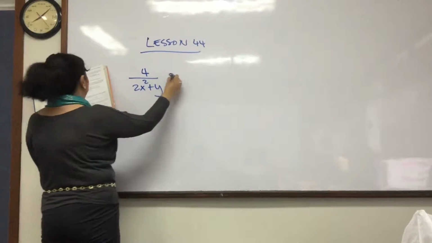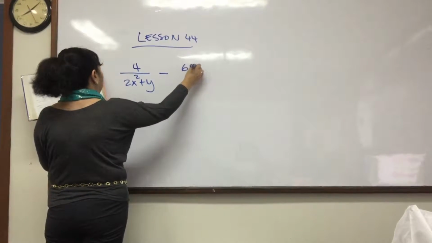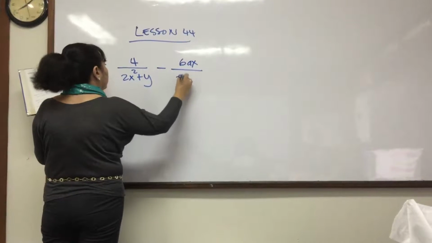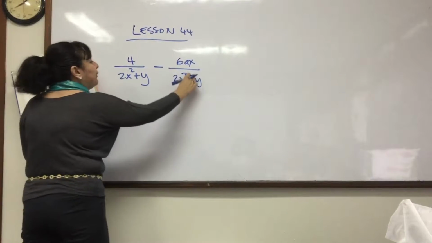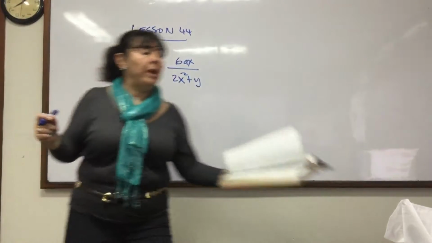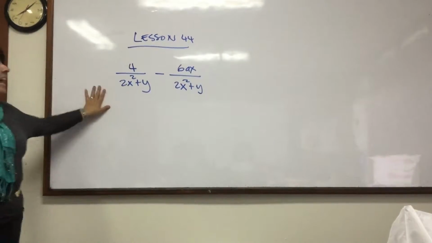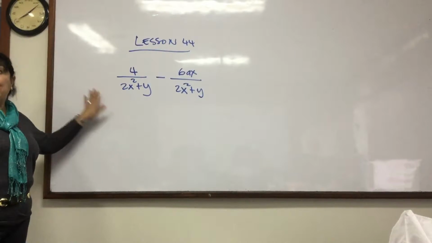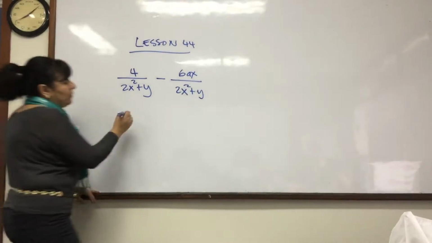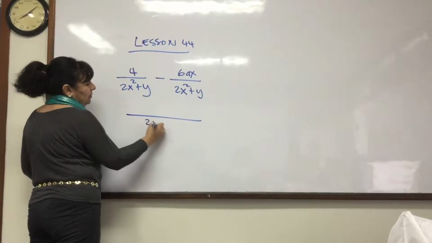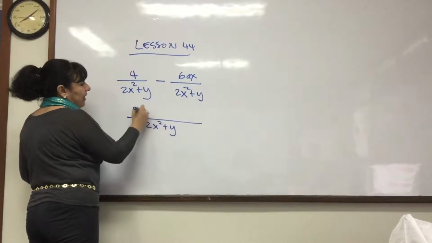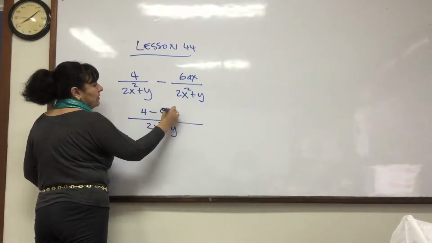Whatever applies to numbers applies to variables as well. What's the first thing you have to check when you add fractions? Same denominator. Do they have the same denominator? Yes. So can you add them just like that? Yes. So I'm going to put the same denominator in the bottom. Subtract. And I've got 4 minus 6ax.